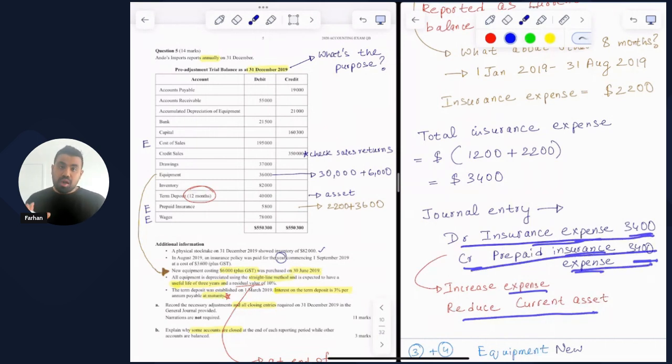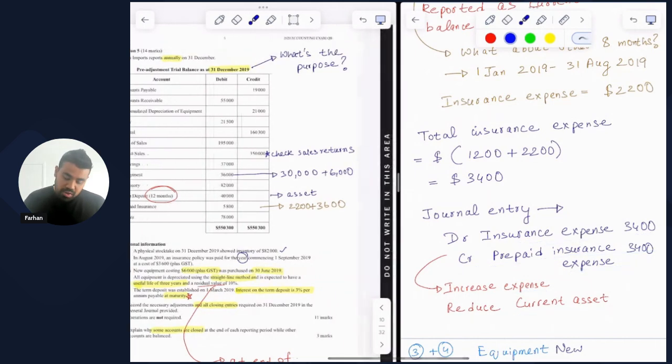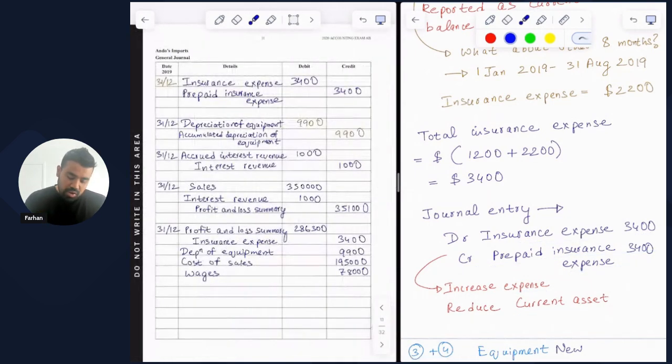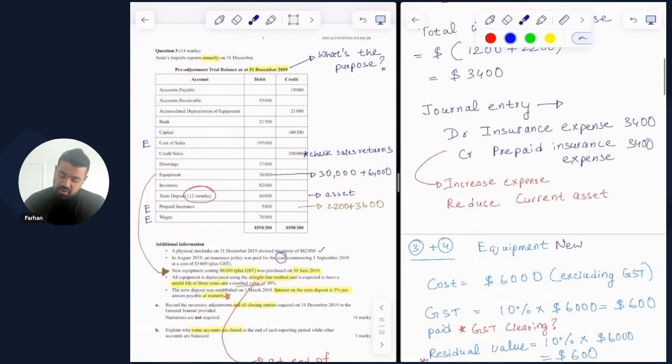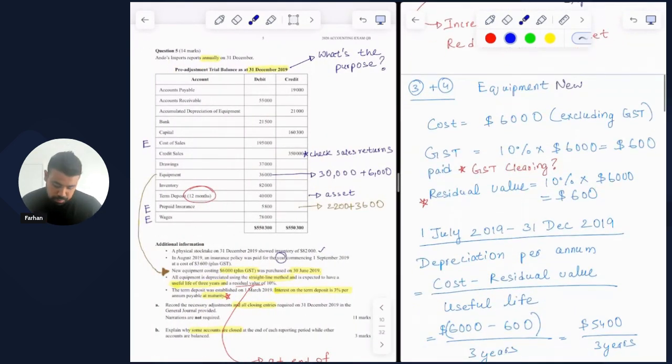So here you can see the working space that was given to us, and you can see for the financial year ending 31 December 2019, so I've written 31/12, which is referring to 31st of December, insurance expense debit, prepaid insurance credit. All right. So let's move to the next additional information that we have.